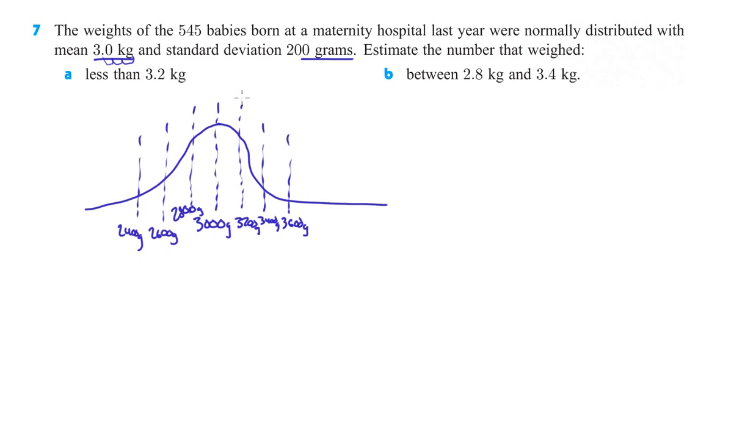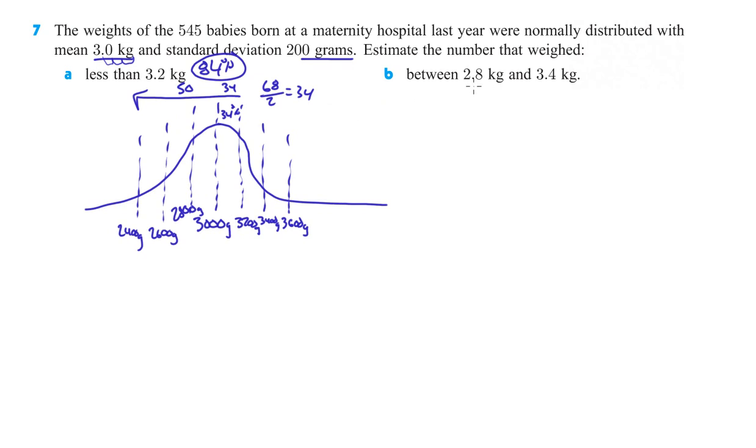Okay, so now estimate the number that weighed less than 3.2 kilograms. So that is from here over, right? Knowing that this whole thing is 68, half of 68 is 34. So this is going to be 34% plus an extra 50% over here. So 34 plus 50 is going to give us 84%. Okay, should be less than 3.2 kilograms.